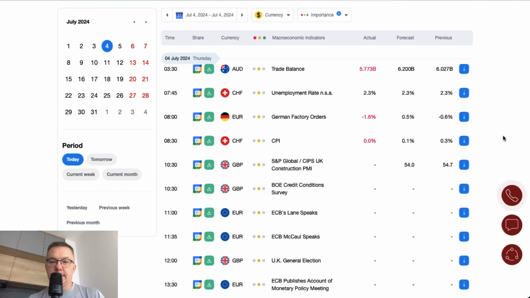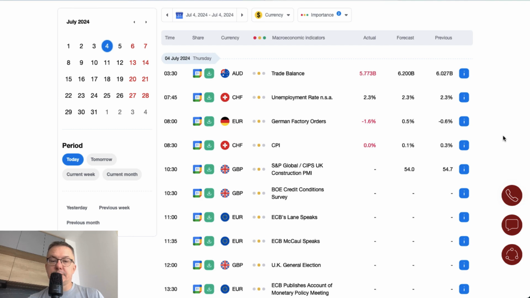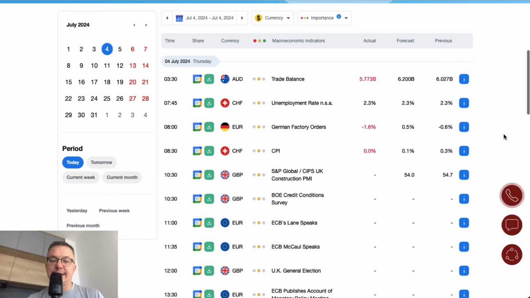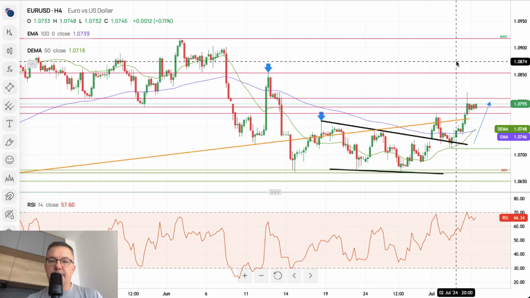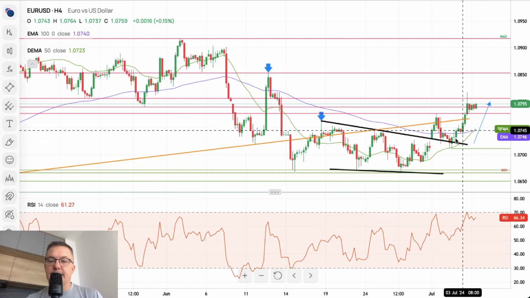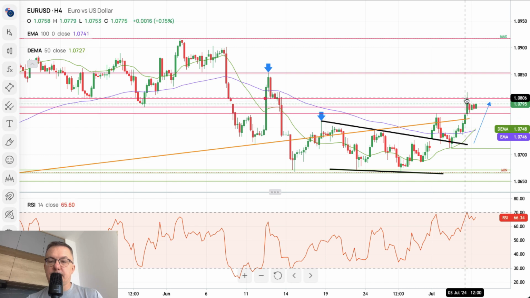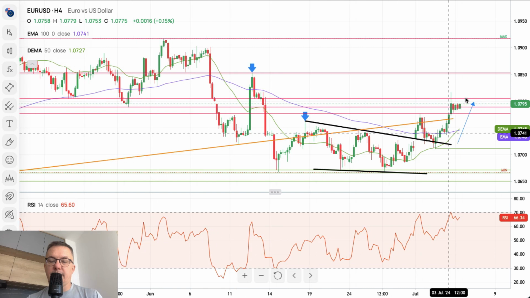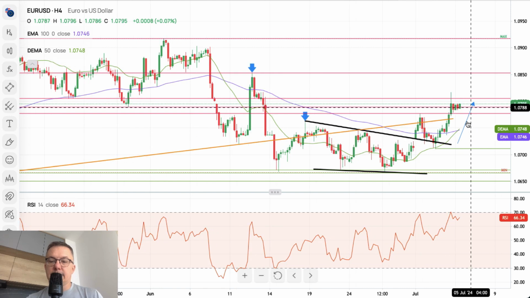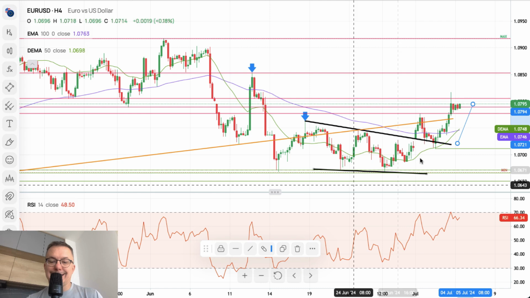So it will be good to see what's happened on the majors since yesterday, and we are going to start with the euro dollar. The euro dollar 4-hour time frame chart is showing us the bounce towards the level of 1.0806, just as expected. So we now are following the blue arrow that indicated this movement yesterday.